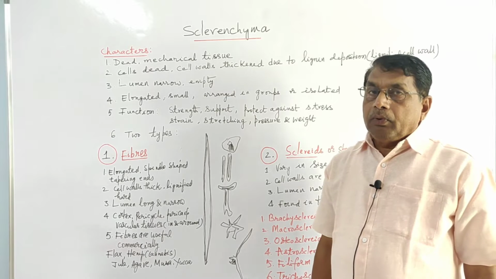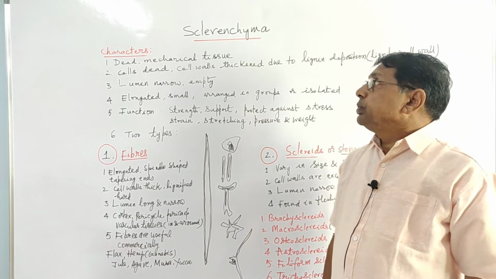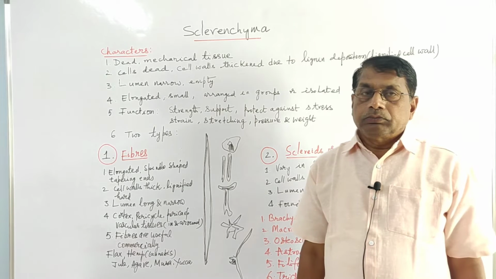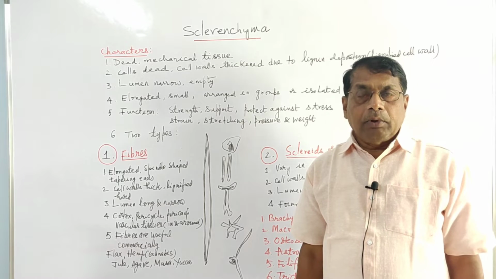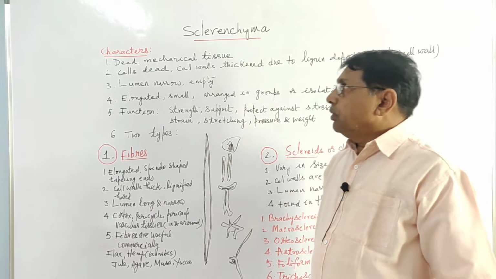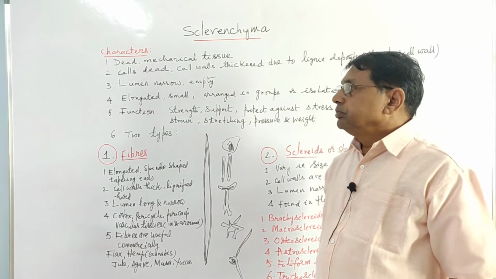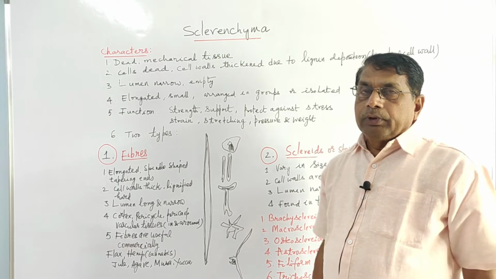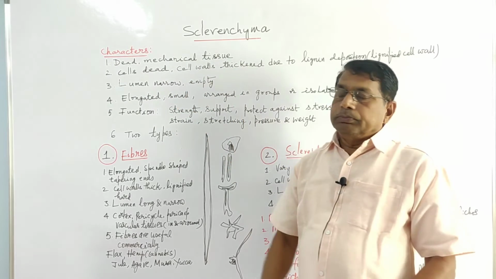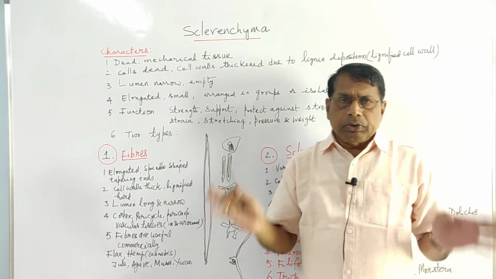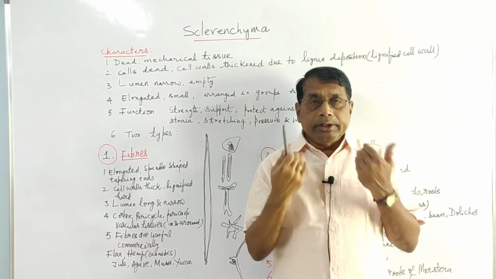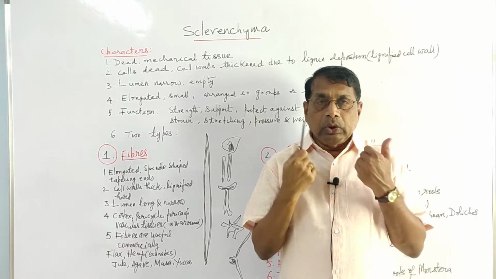The third type of simple tissue is sclerenchyma. Parenchyma, collenchyma, sclerenchyma. The characters of this tissue are very important. Dead and mechanical tissue. It is a dead tissue. The cells present in the sclerenchyma are dead. No nucleus, no cytoplasm.